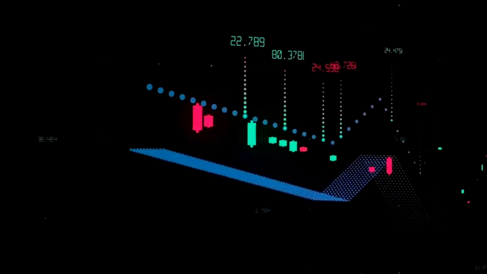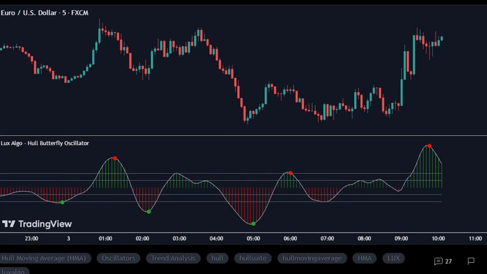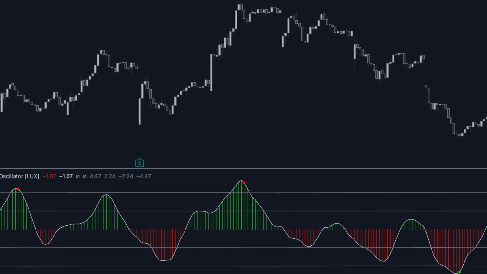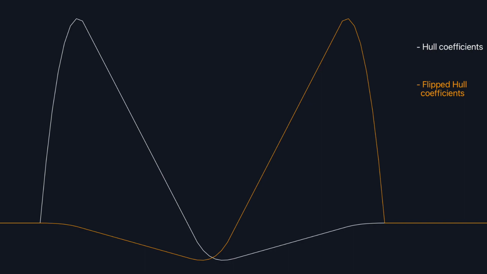In this video, we're diving into one such indicator that might just become your new best friend in trading. It's called the Hull Butterfly Oscillator created by LuxAlgo. So what's the deal with this indicator, you might wonder? Well, we're going to break down what it is, how to use it to trade, and we're even going to combine it with another technical analysis indicator to craft a strategy you can use to navigate those markets like a pro.